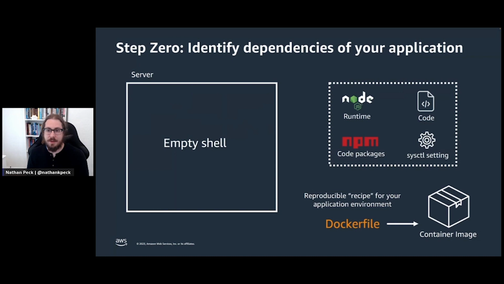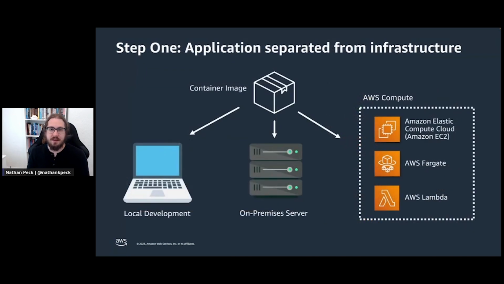So containers basically provide a reproducible recipe for building your application environment. You can turn that recipe into a container image, which can then be delivered to any machine that you want. So once you have that recipe, once you have that application separated from your infrastructure, you'll find that you're able to take that container image, you're able to run it locally, you're able to run it on an on-premises server, and you're able to run it in the cloud on different types of compute in the same way. It'll run the same way no matter what.